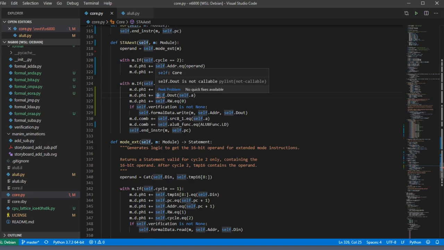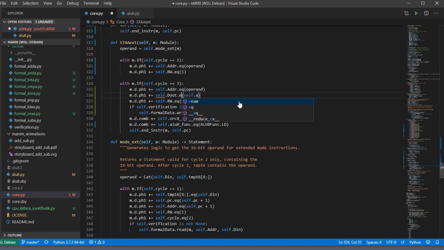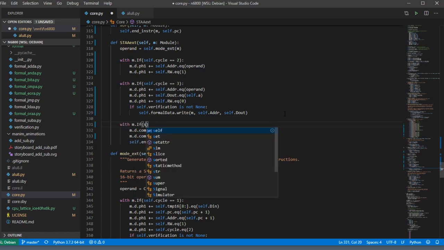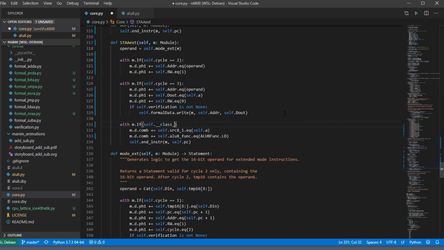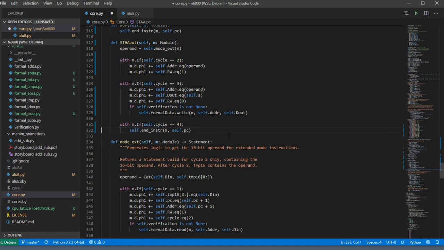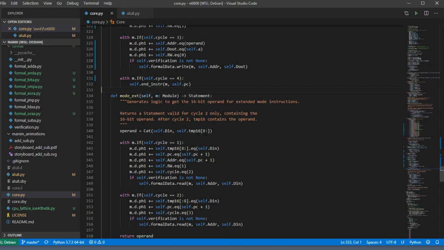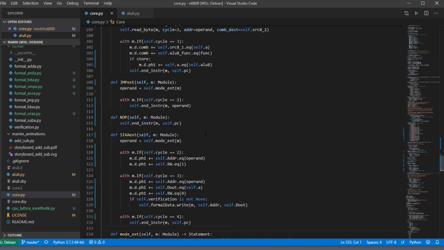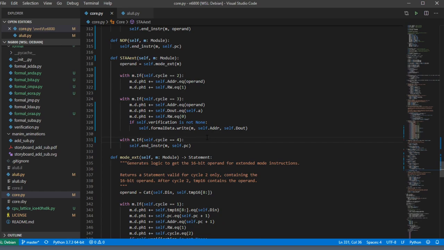Okay, and this is complaining because self.dout is not callable. That's because I forgot the equals. Okay, so that's that. And then we have another cycle at the end. That's not what I selected, was it? Cycle equals four. So this is on the last cycle. Well, I guess that's it. We're just going to end the instruction, I guess. What else would need to be done? I think that's probably about it. Yeah, that's pretty much it.